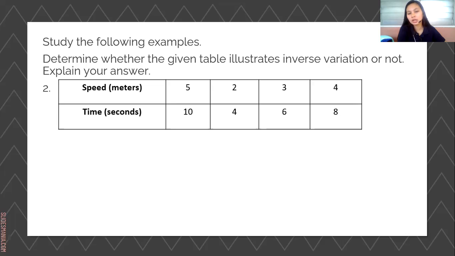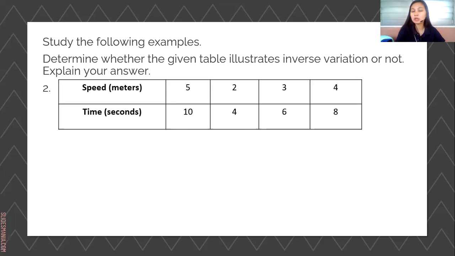Okay, very good. Kasi magkakaiba po sila. Kasi 'di ba 5 times 10, 20. 2 times 4 is 8, 3 times 6 is 18, 4 times 8 is 32. So hindi sila same ng product. Tama? So therefore we can conclude or we can say that it is not an example of inverse variation po.